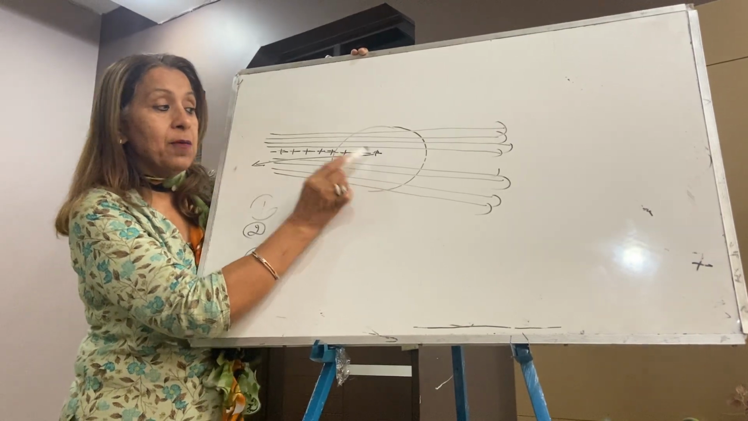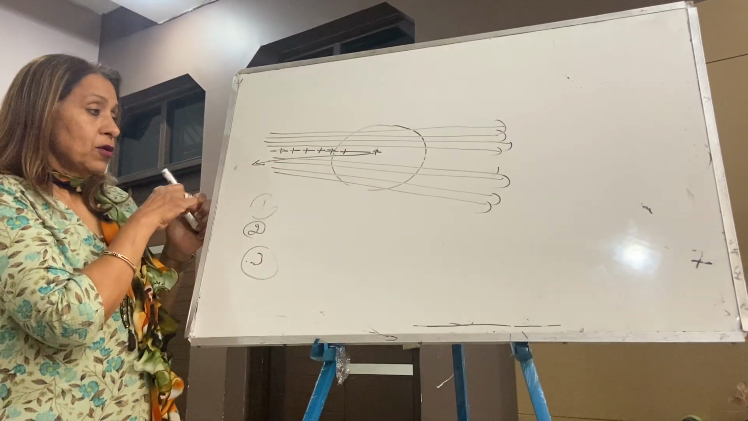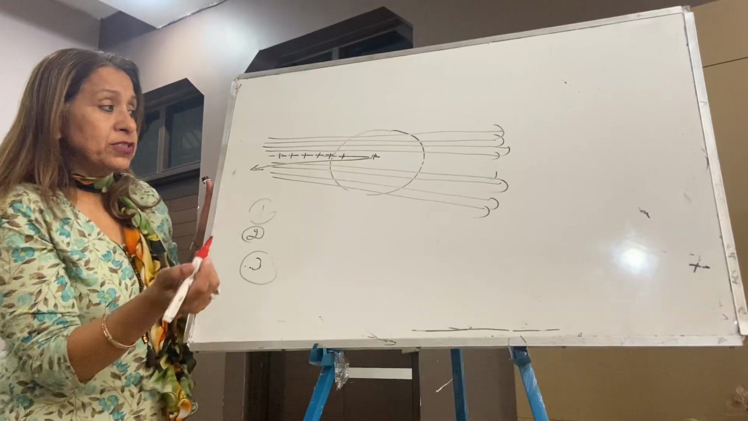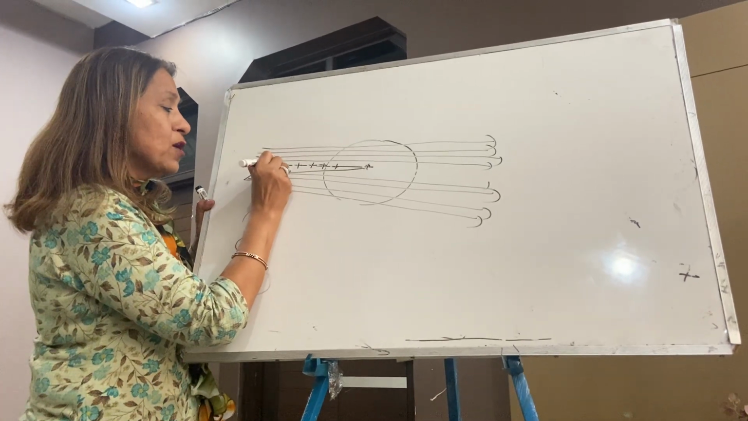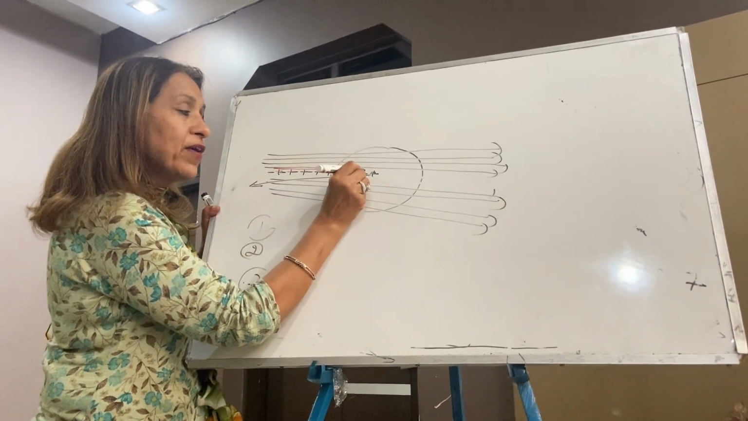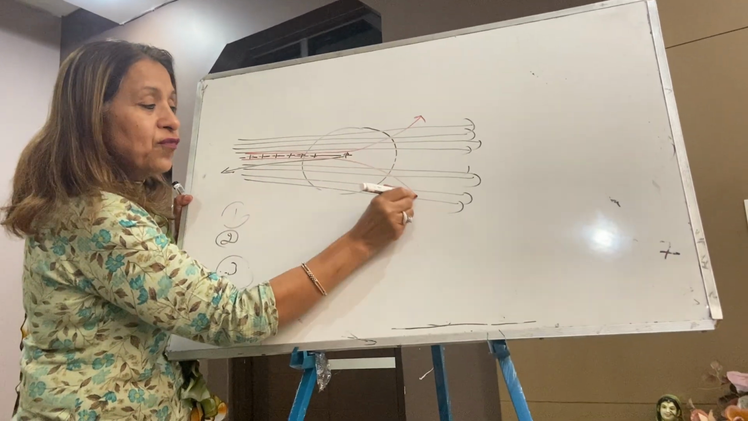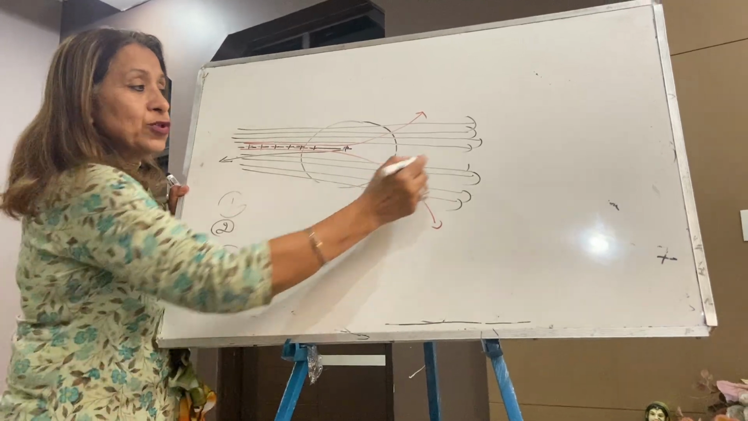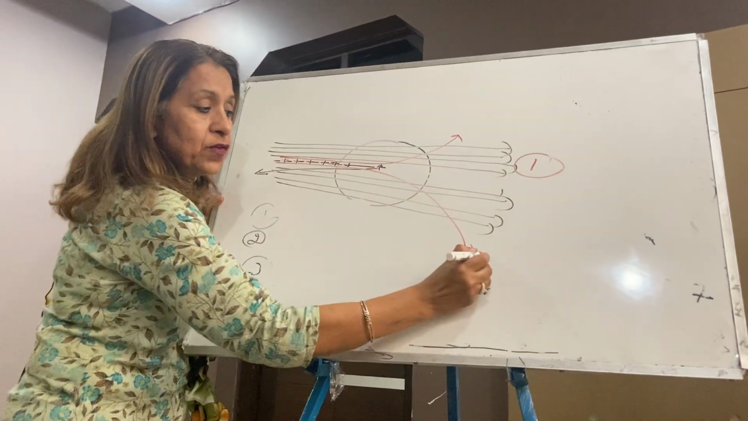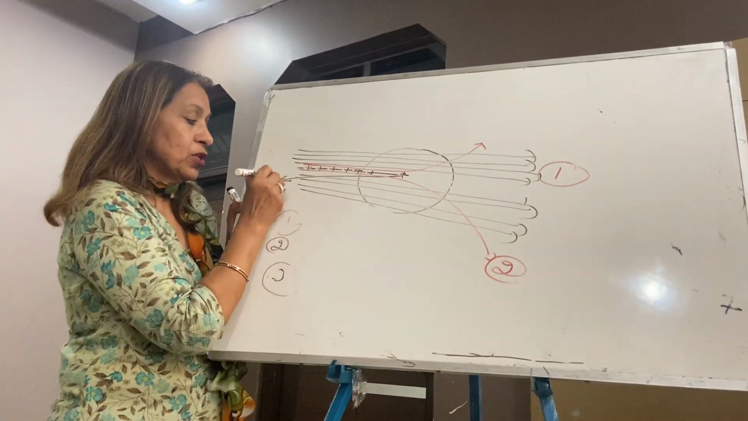Small area covered. Now the alpha rays, because they are positively charged, which pass very close to it, but do not hit it, are deflected to a small angle. So this is your first point, this is your second point, and this is your third point.